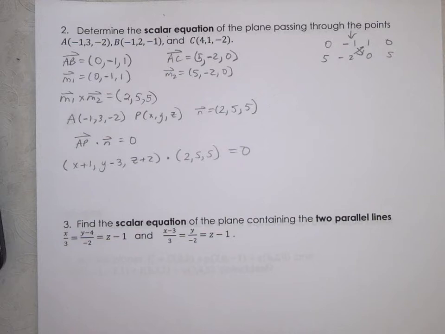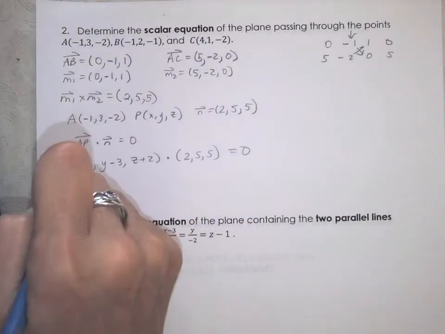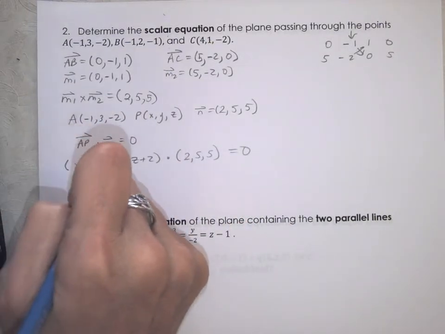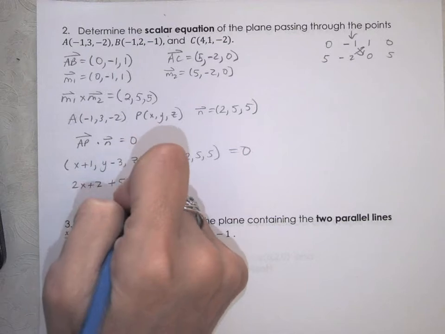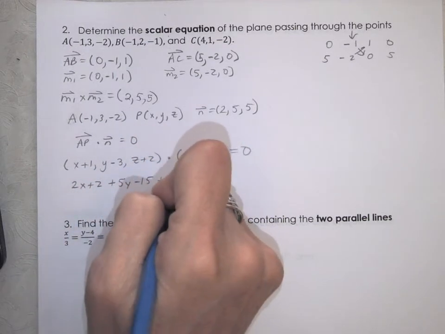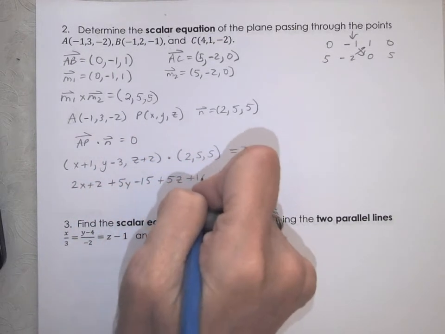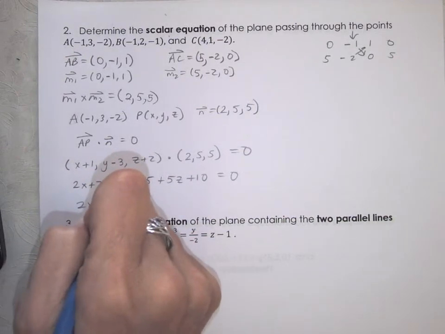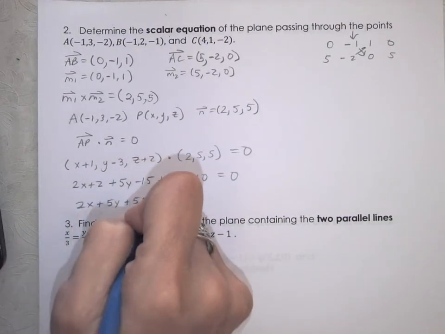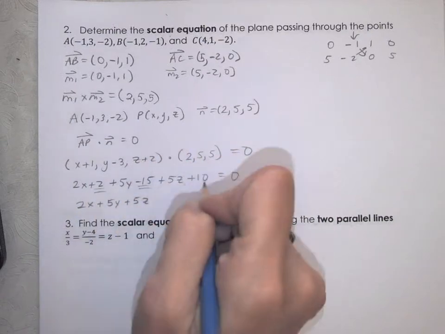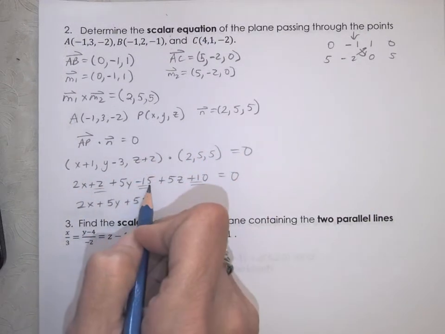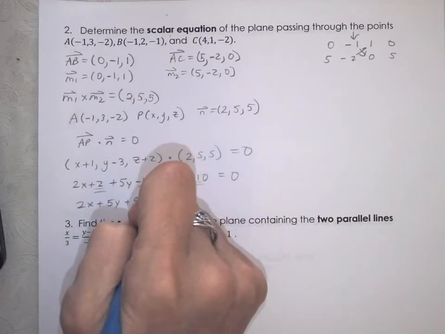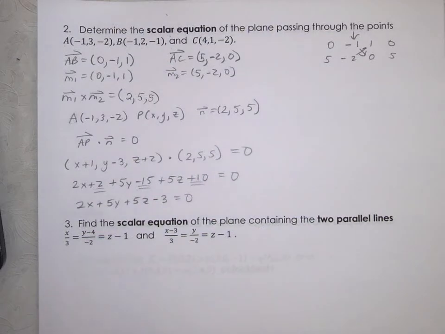Dot is multiply and add. Remember to distribute, so we're going to get 2x plus 2 plus 5y minus 15 plus 5z plus 10 equals 0. And collecting our constant terms, I'm going to get negative 13 plus 10 is negative 3. So our scalar equation is going to be 2x plus 5y plus 5z minus 3 equals 0.